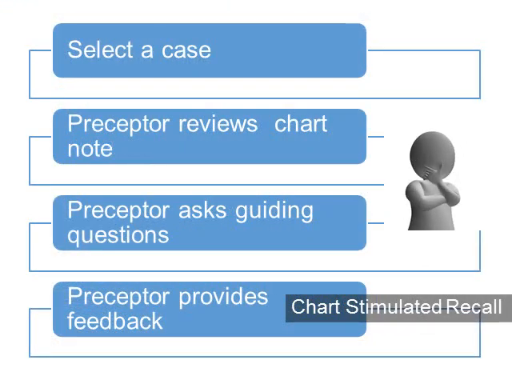Chart-stimulated recall can be done informally, where you sit down with the learner and the patient's chart and then ask them to walk you through the case and think out loud while they discuss the case. Or you may use a more formal template to review first the chart on your own, record your observations and comments, and then meet with the learner to discuss this case. The general steps are to select a case, review the note, ask guiding questions around the case and provide verbal and/or written feedback to the learner.